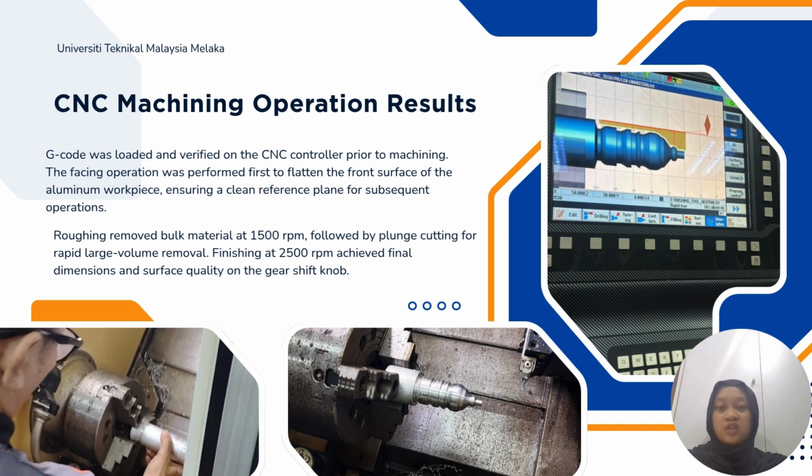Finally, the finishing operation was completed at 2500 rpm. This final step produced the required dimensions and gave the gear shift knob a smooth surface finish with better accuracy. Overall, by following these machining steps in the correct sequence, we successfully produced the final gear shift knob with good dimensional accuracy and surface quality.